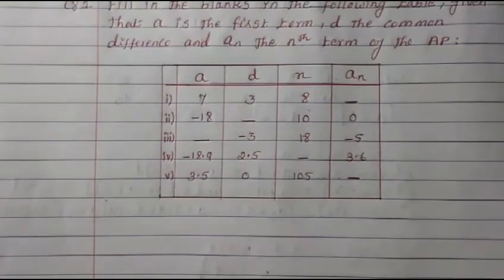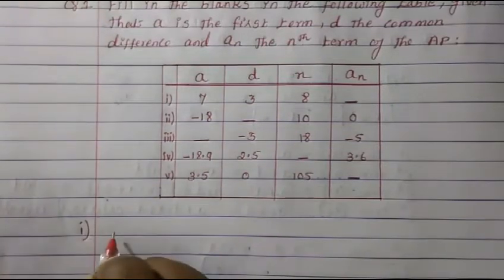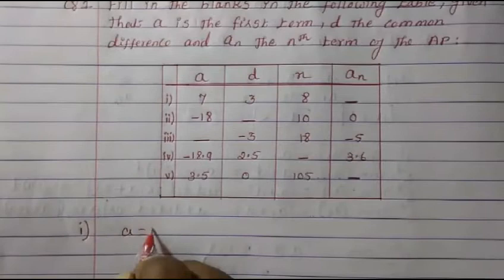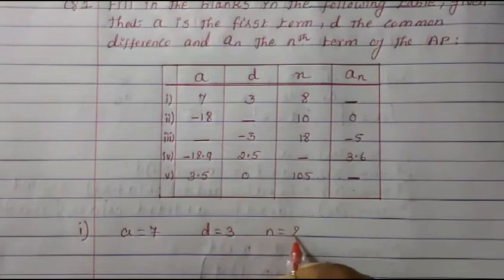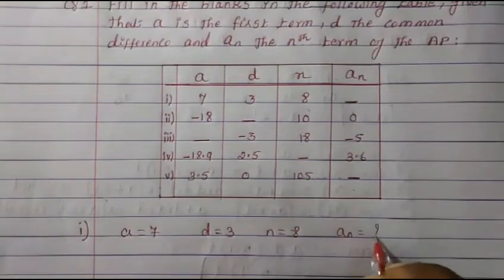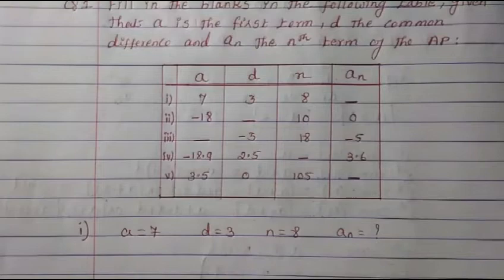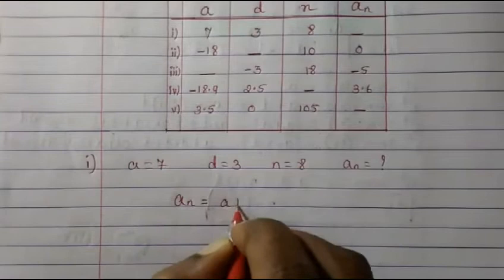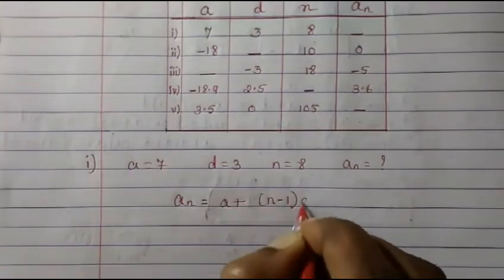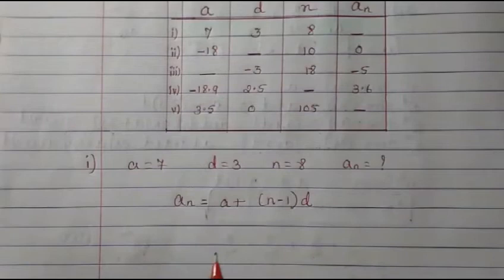The formula for this I taught you in the introduction. So first let us write down the first one. We have the A value, that is 7. Then we have D value 3, and N value 8. We don't know AN value, so we have to find that out. Let's write down the formula: AN equal to A plus N minus 1 D. This is the nth term formula for an AP that we derived in the introduction, so this is the formula you have to use.